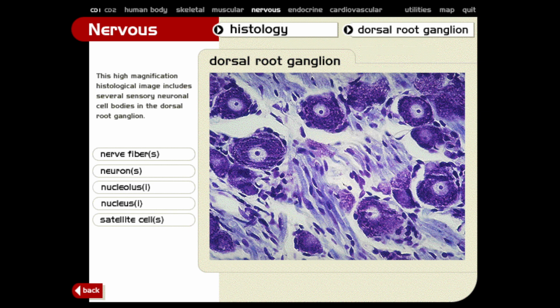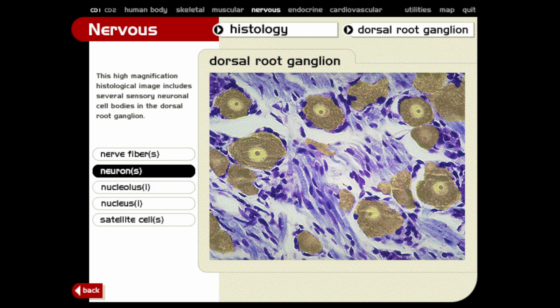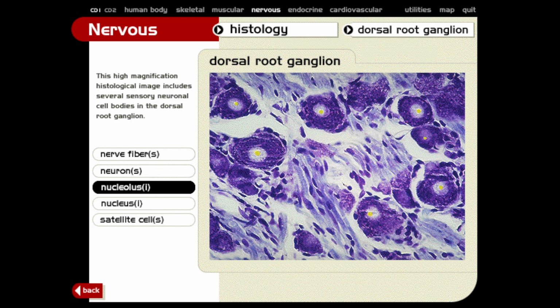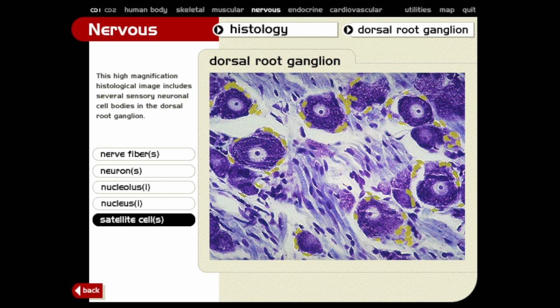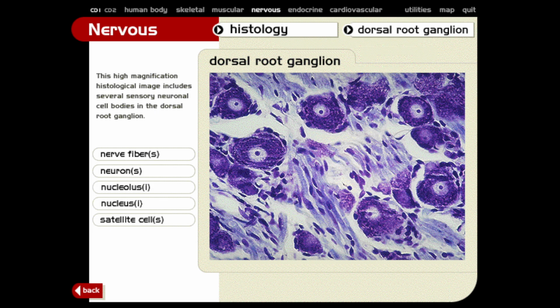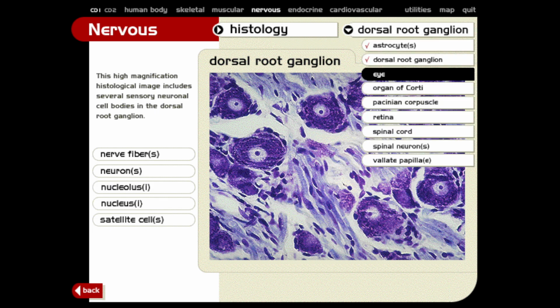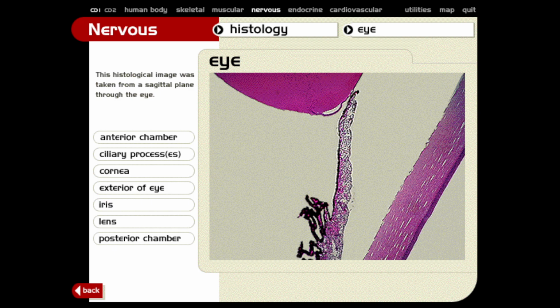This high magnification histological image includes several sensory neuronal cell bodies in the dorsal root ganglion. This histological image was taken from a sagittal plane through the eye.